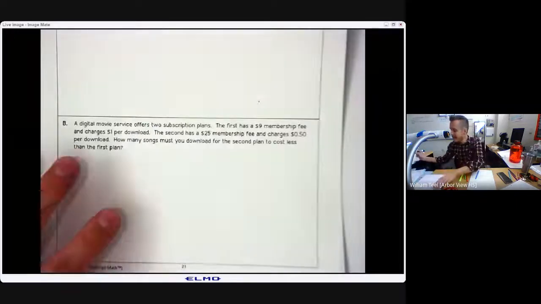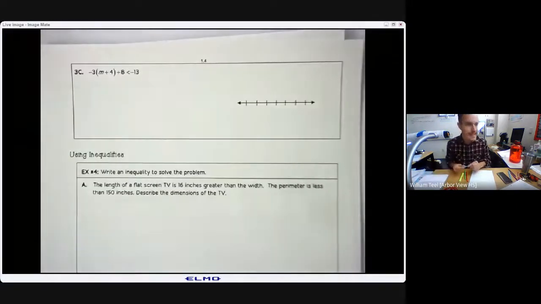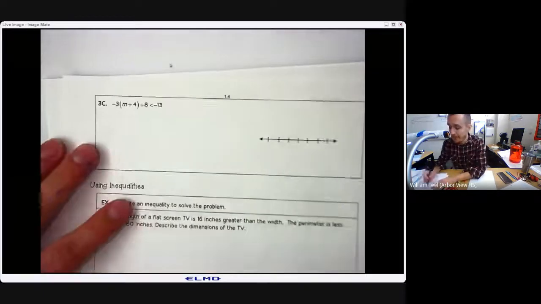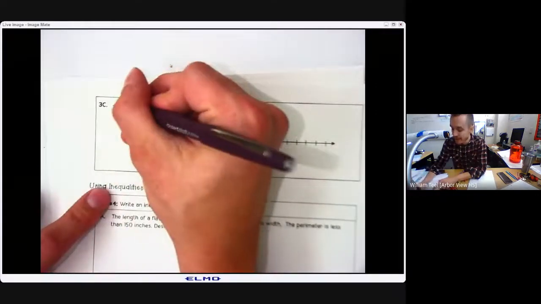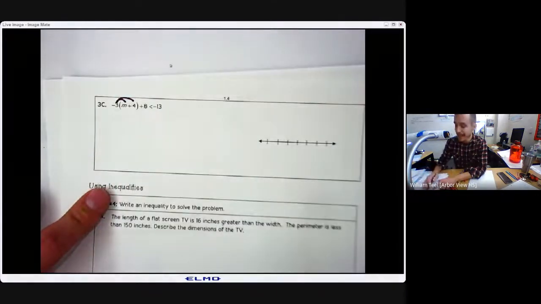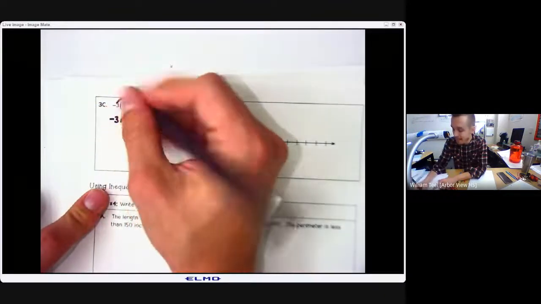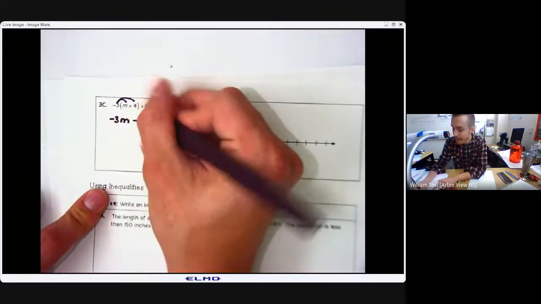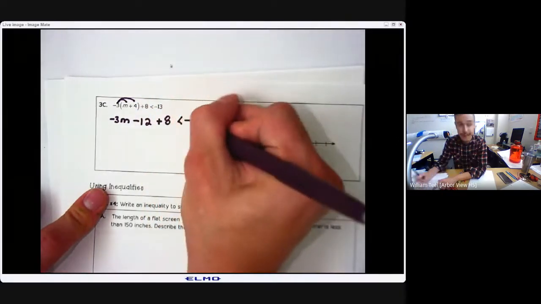Moving on to the next page, we have 3C. So this is number 3, part C. We have -3 times the quantity m plus 4, plus 8 is less than -13. Like we said in the last example, the first thing we always want to do if we have parentheses, we want to get rid of them by distributing that outside number. -3 times m is -3m. -3 times +4 is -12. And we have plus 8 is less than -13.